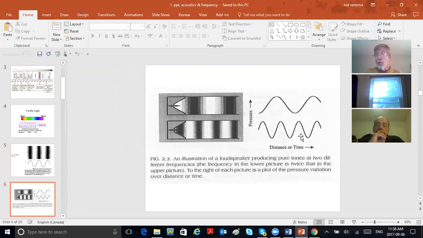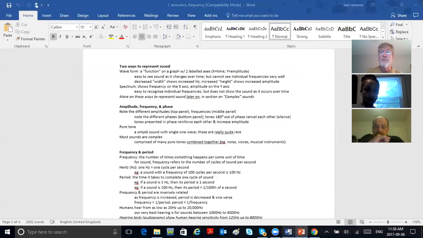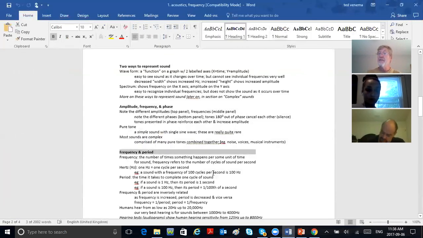If this is time here, and this is from 0 to 1 second, how many cycles took place here? Well, 1, 2, 3, kind of 3.5. So the period is about 1 over 3.5 of a second. Okay, so physically the wavelength is shorter, and secondly, the time it took to complete 1 cycle was shorter. And that is what we mean when we describe the period, the period of sound.